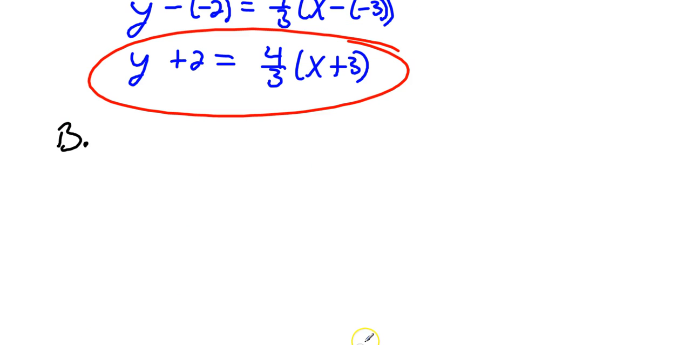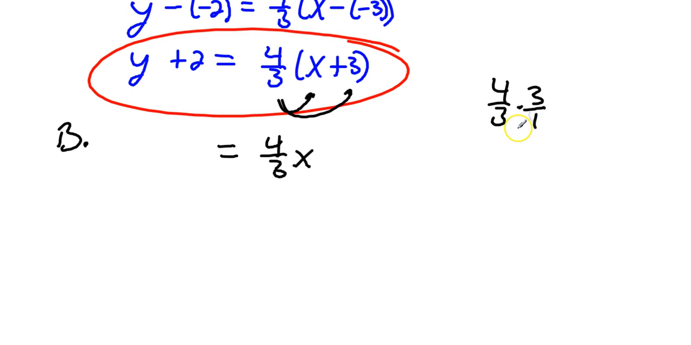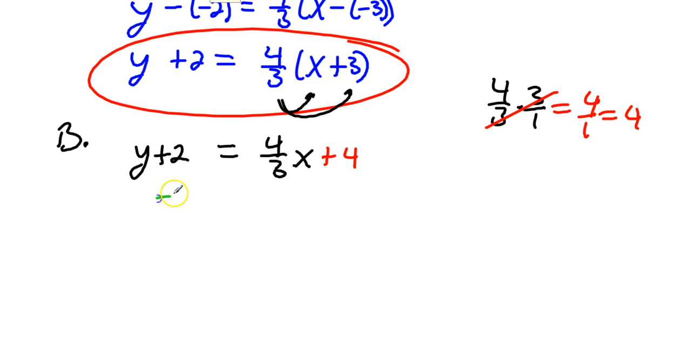And then part B, same thing as before. We're going to do the distributive property. So that's 4/3 x. And when you do 4/3 times 3, in that case, your 3's cancel. So that's 4 over 1, or just 4. And the last thing on that one, again, is get rid of that 2 and move it to the other side.